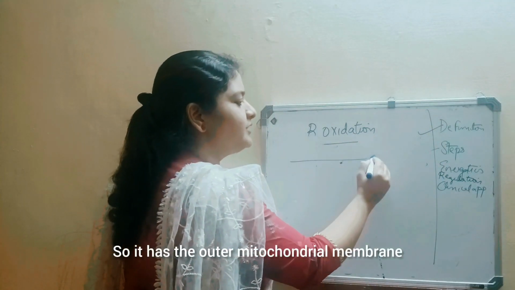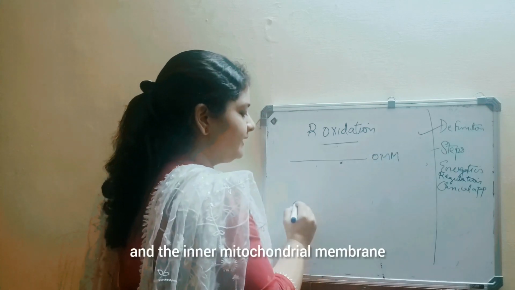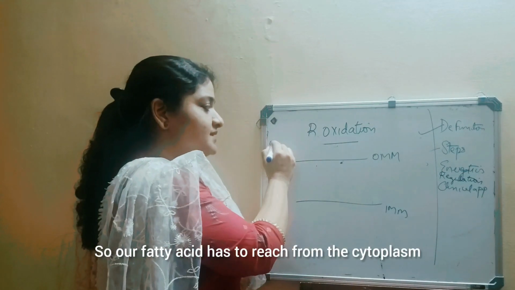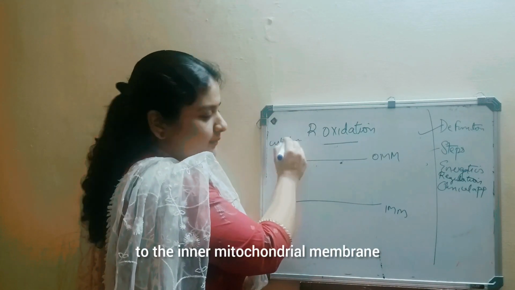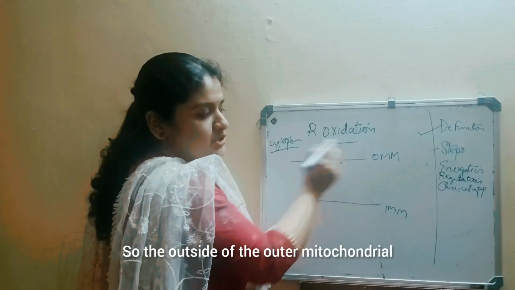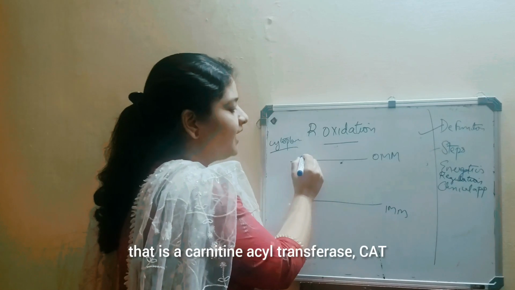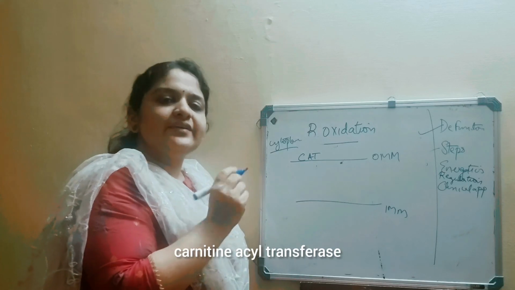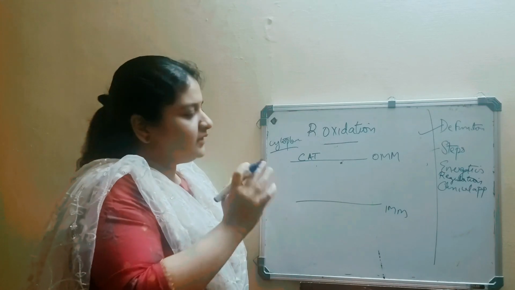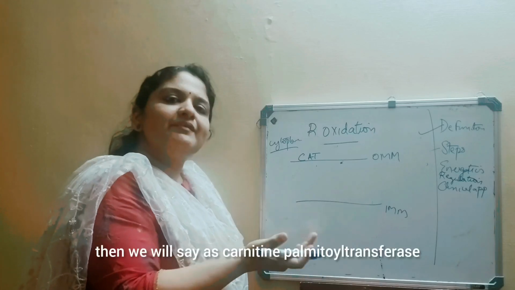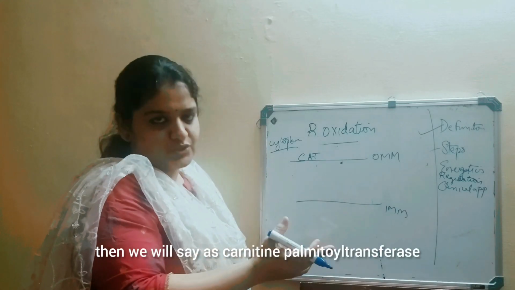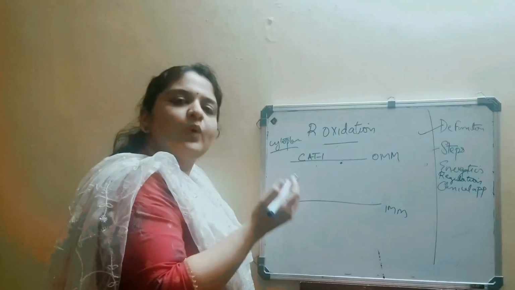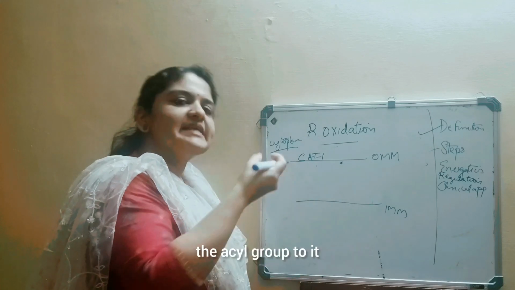It has the outer mitochondrial membrane and the inner mitochondrial membrane. So a fatty acid has to reach from the cytoplasm to the inner mitochondrial membrane. On the outside of the outer mitochondrial membrane, we have an enzyme, carnitine acyl transferase, CAT, for the transfer of the acyl group. If we are transporting palmitic acid, then we say carnitine palmitoyl transferase. This is CAT1, present in the outer mitochondrial membrane. What it does is the carnitine will accept the acyl group.